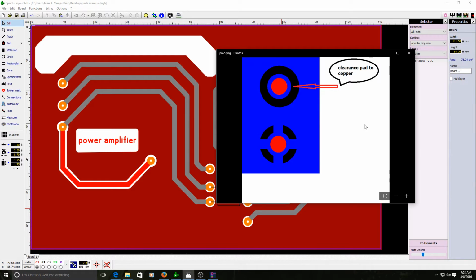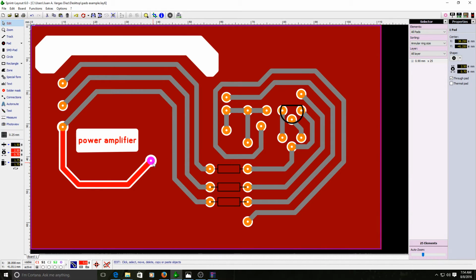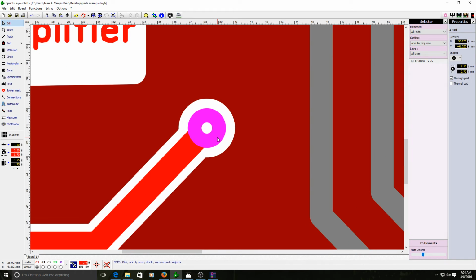Hello, sir. This is just an example of the circuit. One sample is the clearance from pad to copper. I think I know what you mean. It depends on the diameter of the drilling. If you are using small components like an integrated circuit, I will go with 0.70.